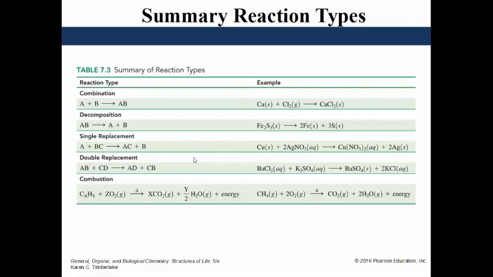And for double replacement, AB plus CD gives you AD plus CB. Instead of one element switching places, you have two switching places. An example that's given, BaCl2 plus K2SO4. As a product, Ba is now joined up with SO4, and then chlorine is now joined up with potassium. The elements are still there, but they're switching places.